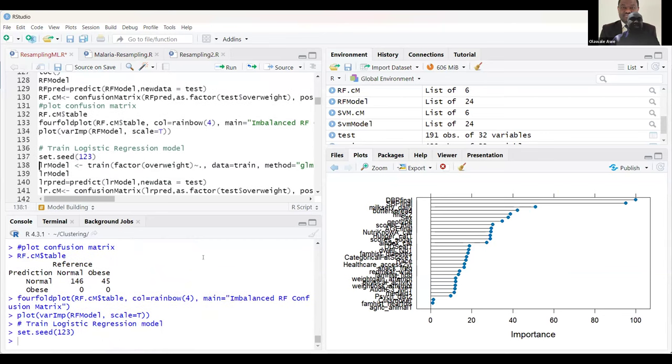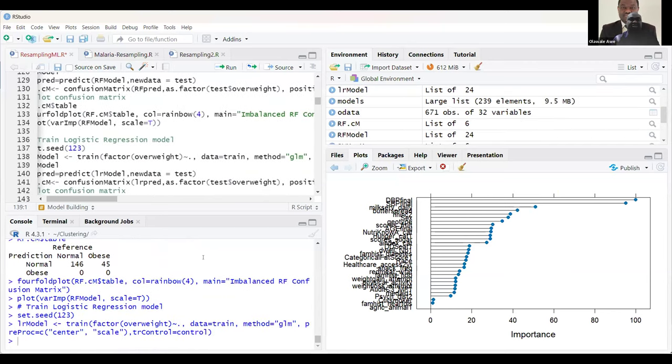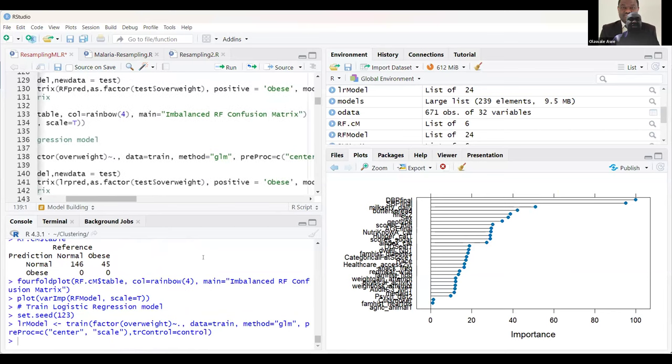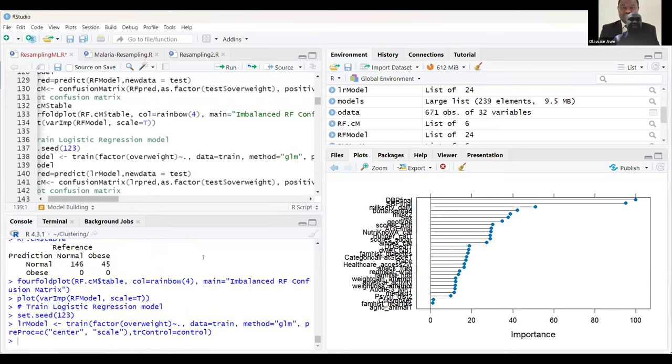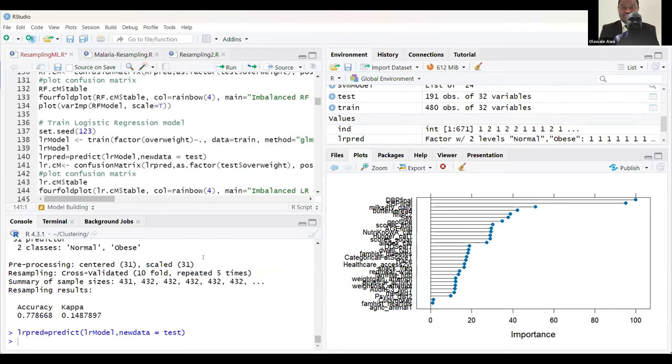Now let's go ahead and do logistic regression. I'm using generalized linear model, method is GLM. Then following the same process, I run this. So you can use this for any disease, or here we are using it for obesity. You can see in another code here, I have malaria resampling. You can use it for several other diseases as you may wish. You can practice with this.